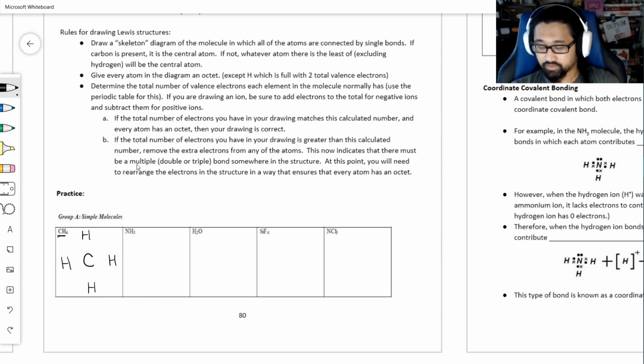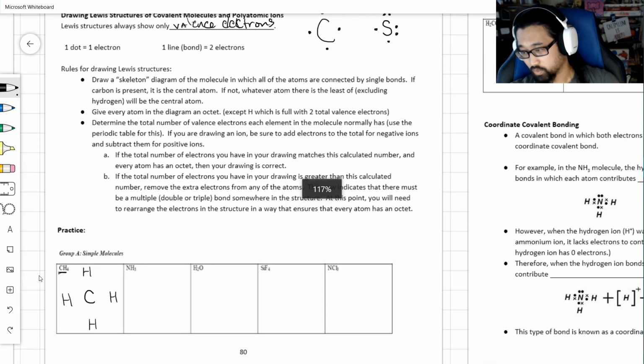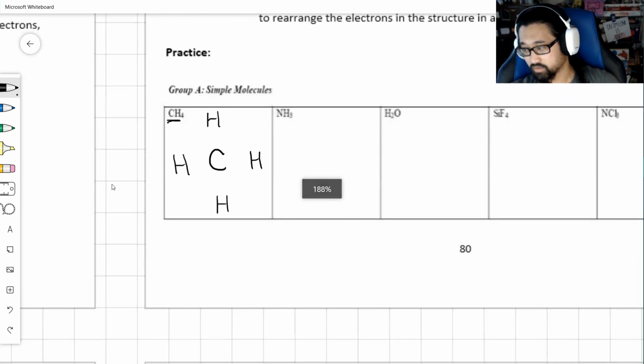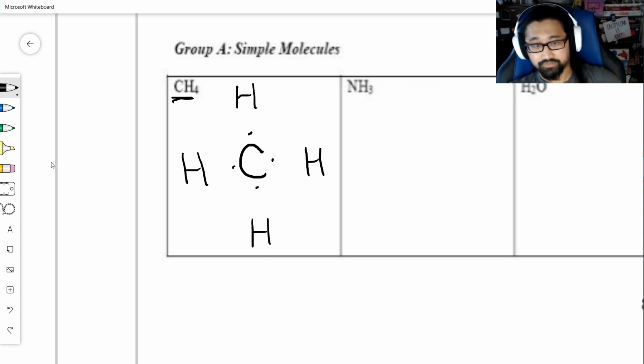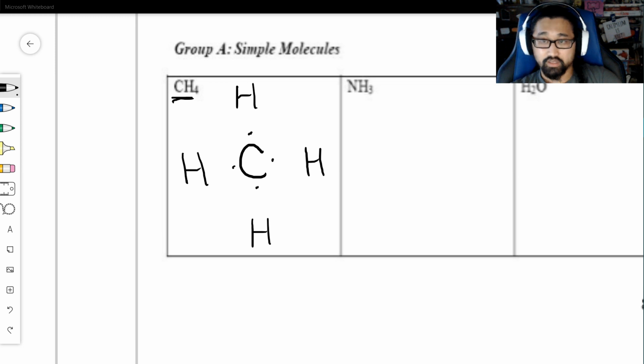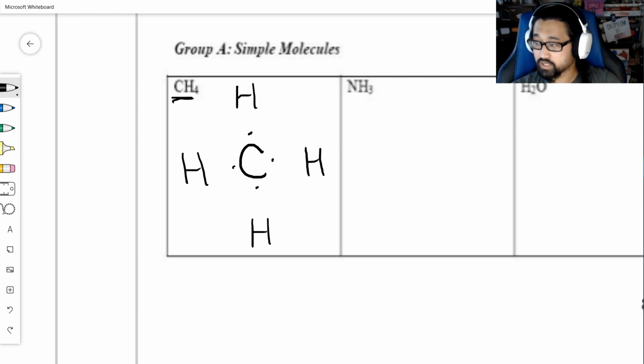Right. So now that I have drawn the symbols, what I need to do is figure out the valence electrons for each of these elements. Now, I just said carbon has 4, so I'll go 1, 2, 3, 4. And if you check your reference table, you would see that hydrogen has 1 valence electron, which means that each of these hydrogens will have 1 dot.